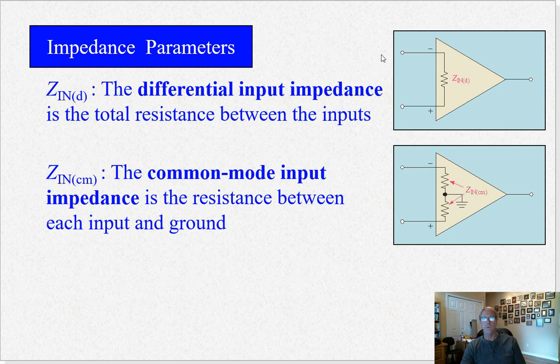There's a differential input impedance, which is the measured resistance between the two inputs. Now, you can't take an ohm meter and just measure these. Okay, you can't do it. It won't give you a valid reading.